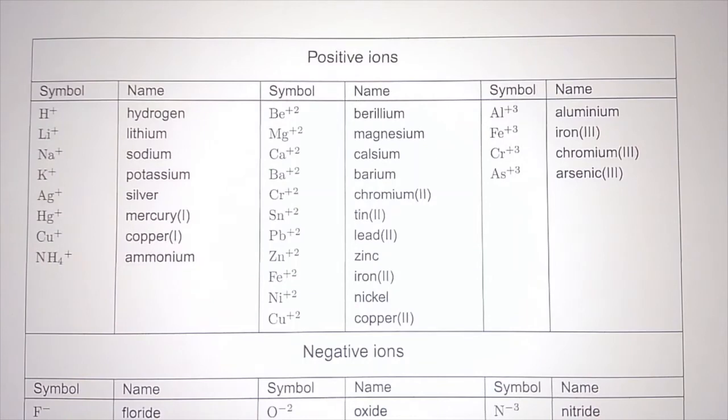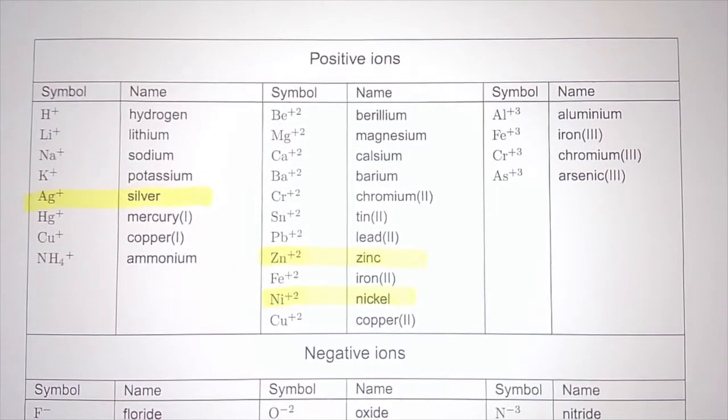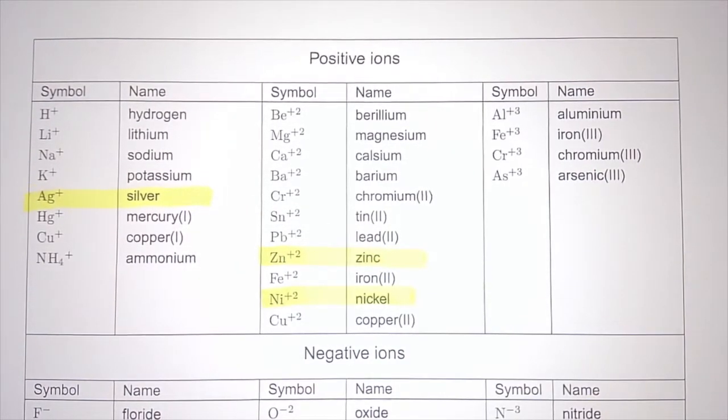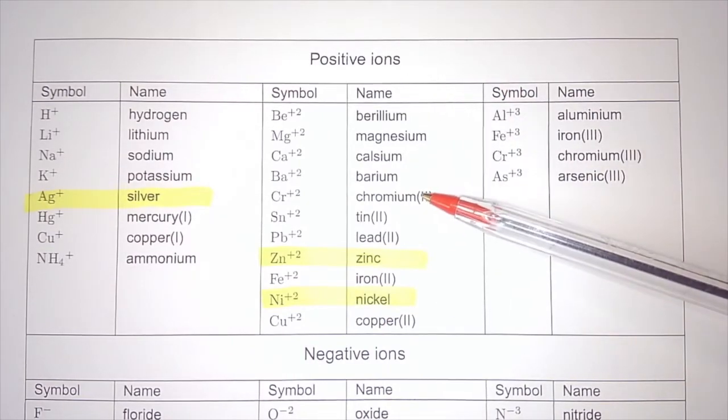So here we just have to learn the ones that can have only one charge. Silver, for instance, is something that only ever takes a +1 charge, and you need to know that. And then zinc and nickel, you have to know they take +2 and only ever +2. The rest you will see from the table, they have that 2 in the name as well.